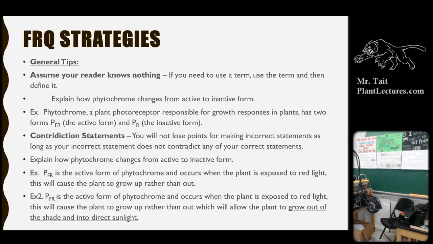Okay? This, however, says PFR is the active form of phytochrome and occurs when the plant is exposed to red light. This will cause the plant to grow up rather than out, which will allow the plant to grow out of the shade and into direct sunlight. Oof, this is a problem because out of the shade and into direct sunlight, you already said that it was in red light, which is direct sunlight. So this statement contradicts this statement, so then you get no points, right?